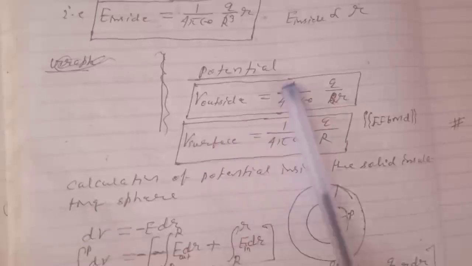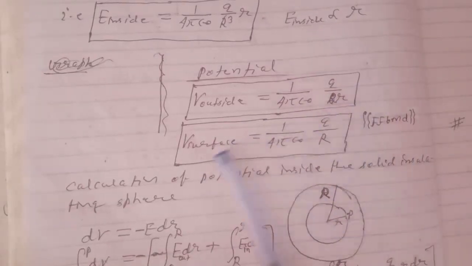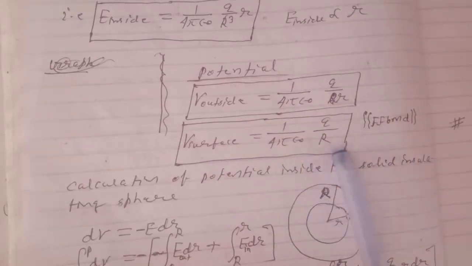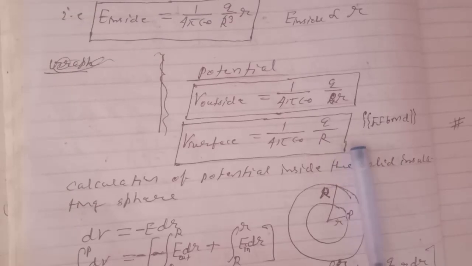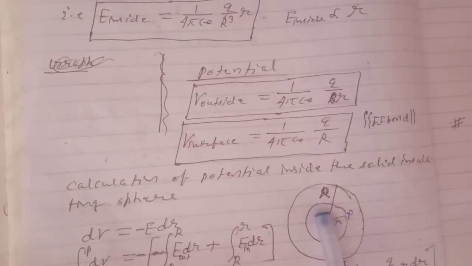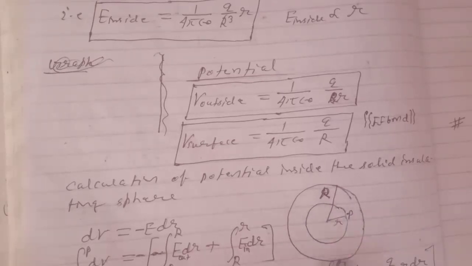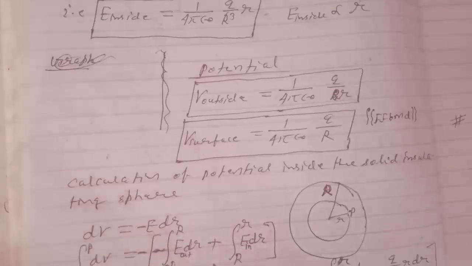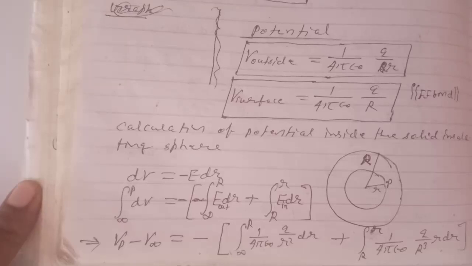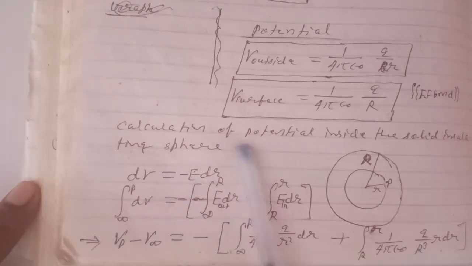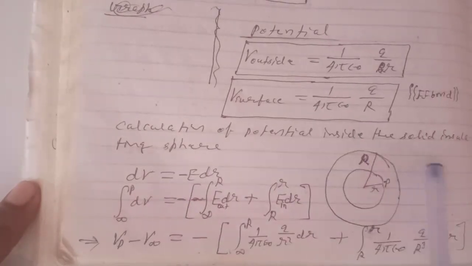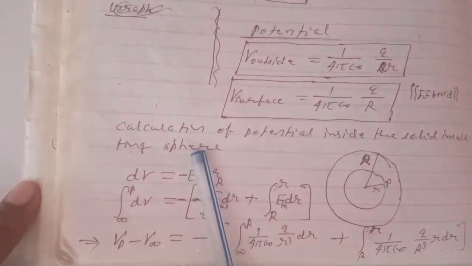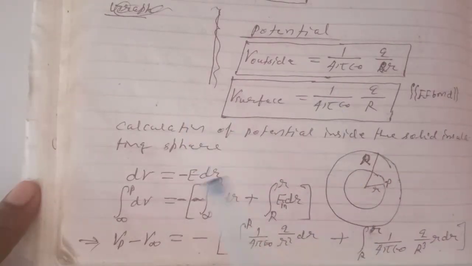Now similarly potential can be calculated. V outside will be 1 by 4 pi epsilon naught q by r, and V surface will be 1 by 4 pi epsilon naught q by r. Now V inside, the potential we have to calculate, because charge is varying at every point. So calculation of potential inside the solid sphere. Solid insulating sphere, it should be kept in mind. It is only for a solid insulating sphere, and for a conducting sphere it will be constant.